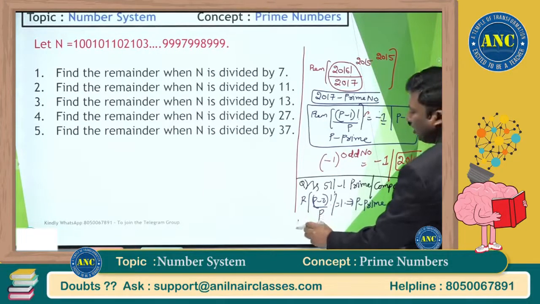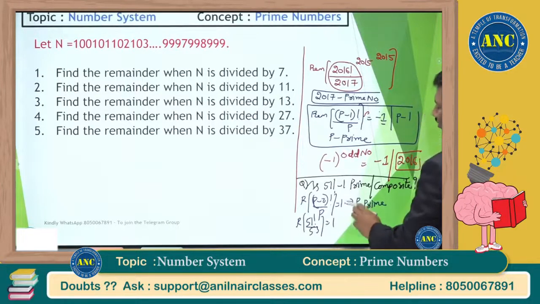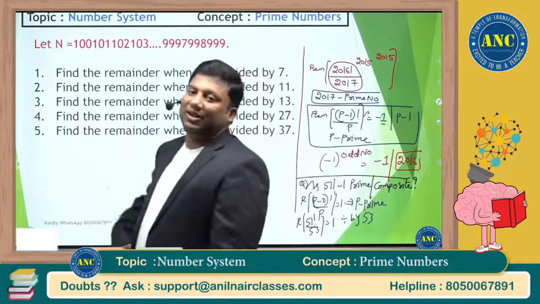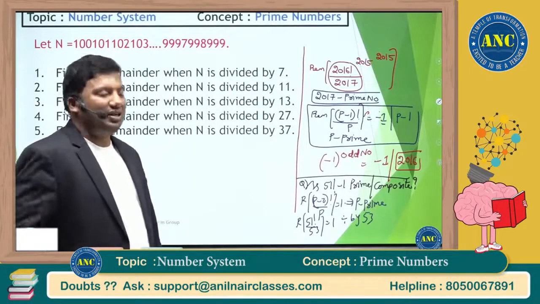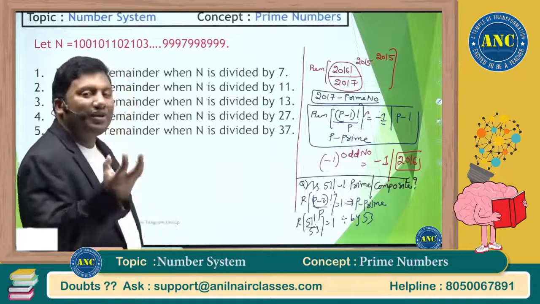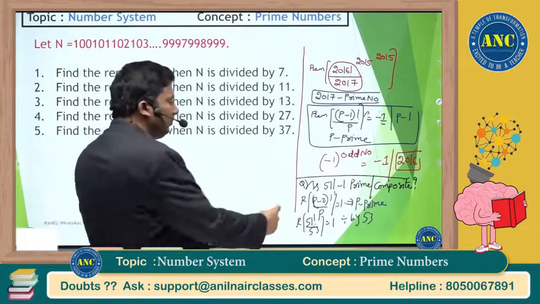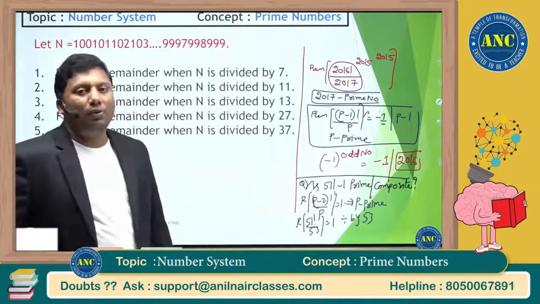Based upon this concept, 51 factorial divided by 53 gives remainder 1. 1 minus 1 is 0. Answer is divisible by 53. If it is divisible by 53, can it be a prime number? No. Answer is a composite number. You can also check whether a number is prime or composite by using Wilson's theorem. Is 51 factorial minus 1 prime or composite?